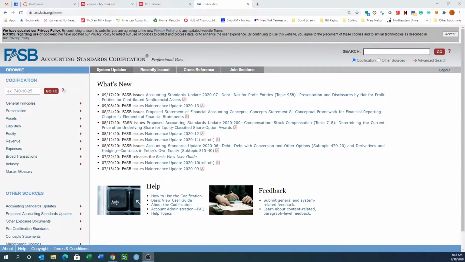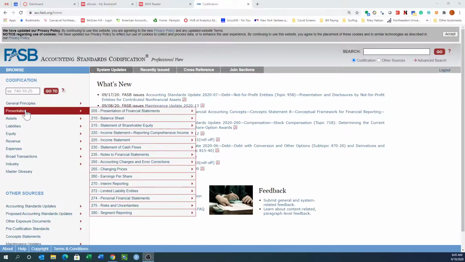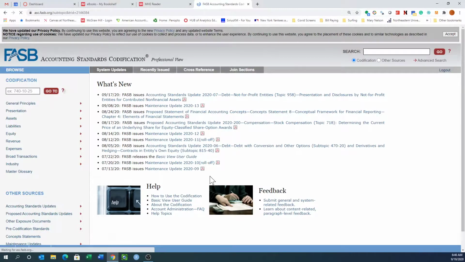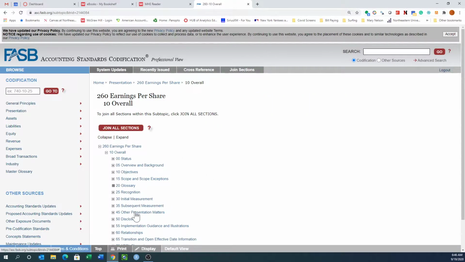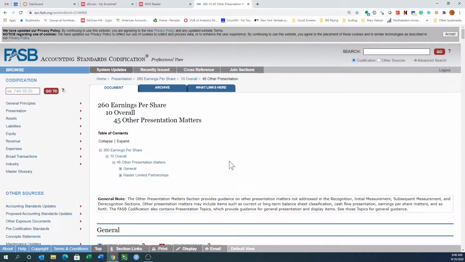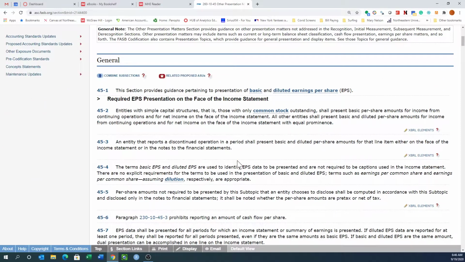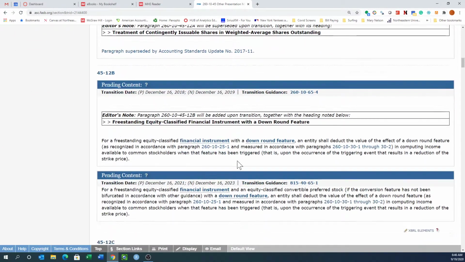So how do you decide which items to do first? Well, let's go over to the codification. Let's get down to earnings per share. And we're going to go down to paragraph 45, which is other presentation matters. And what we're looking for is some discussion about instruments or these contracts that we have that would actually make earnings per share go higher, right? We call them anti-dilutive.